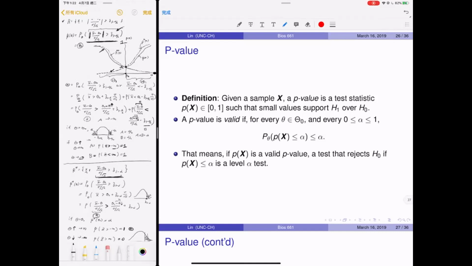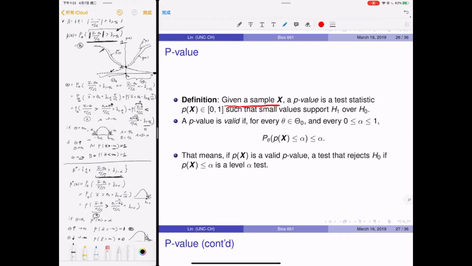So what's p-value then? After collecting your data, you are going to use some statistic, right? Using the Z statistic or T statistic to do the testing. Basically, you imagine that under your null hypothesis, your statistic T is going to behave or follow some distribution.